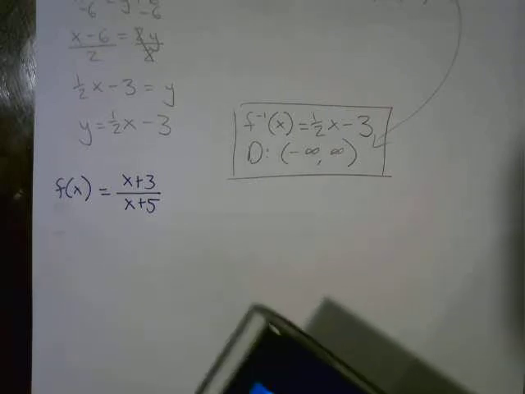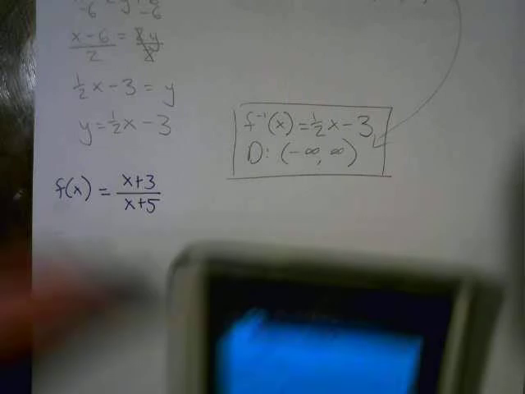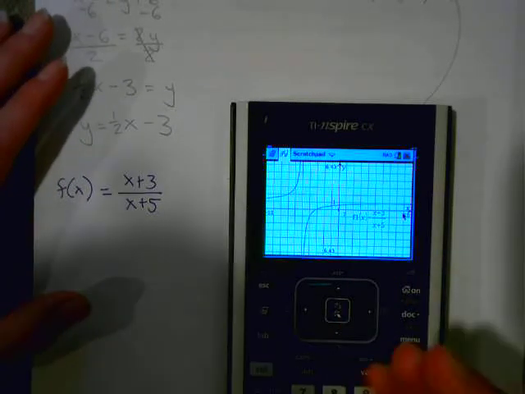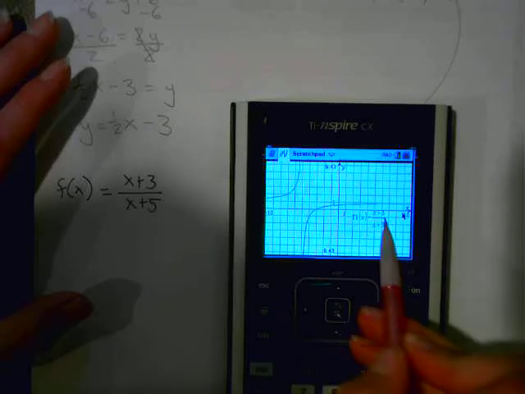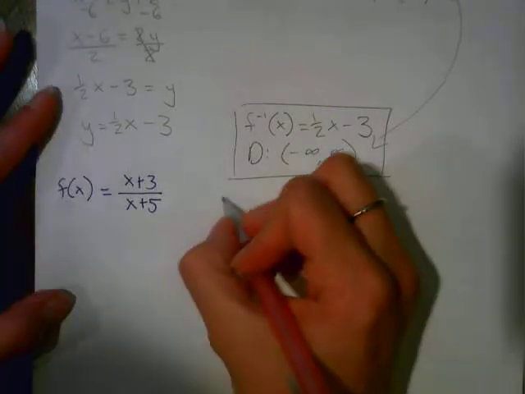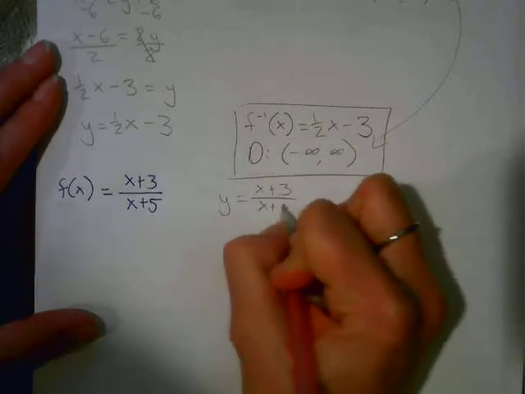And if I graph x plus 3 divided by x plus 5, I have something that looks like this. And I see that it is one-to-one. It will pass the horizontal line test. Okay, so let's follow the same process. I've got y equals (x plus 3) over (x plus 5).